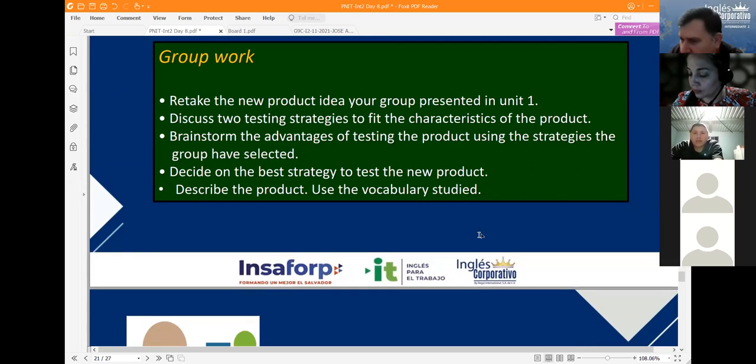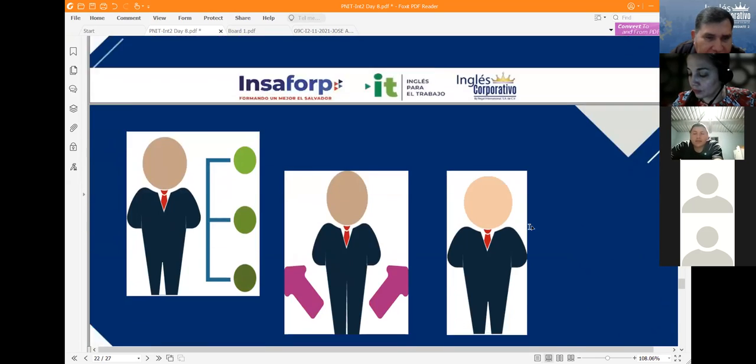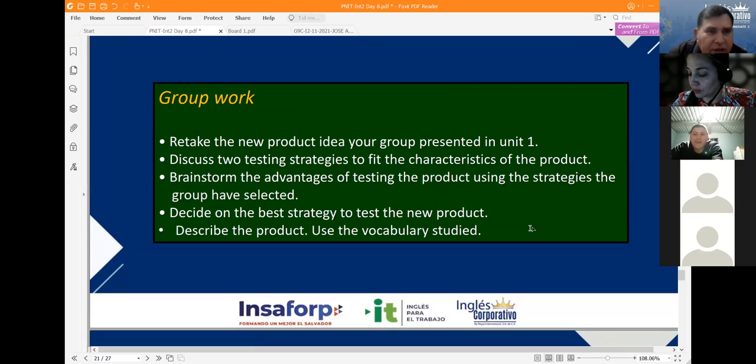Now, this is something that we are expected to do. So I hope this is okay. It says group work. Retake the new product idea your group presented in unit one, okay? The one that you were talking about, the candies, the airbags, different product lines. So discuss two testing strategies to find the characteristics of a product. Brainstorm the advantages of testing the product using the strategies the group has selected. Decide on the best strategy to test a new product. Describe the product. Use a vocabulary study, okay? So I'm going to send you back to the groups, okay? Let's not get so comfortable because we're going back.